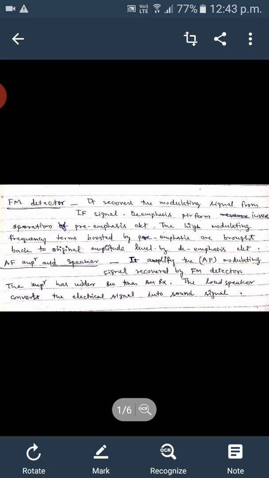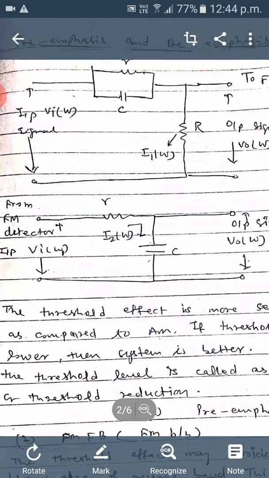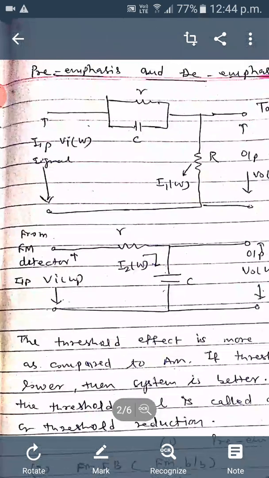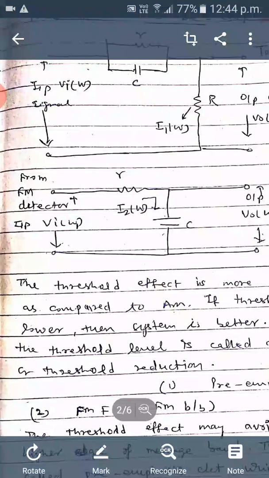Threshold effect is basically enlarging of the noise, which is a more serious problem in the FM system. So that's why we use this circuitry. The above circuit is the pre-emphasis circuit. It is a combination of resistance and capacitance, which takes the input signal and goes to the FM modulator. And the below circuit is the de-emphasis circuit, which is connected after the FM detector.